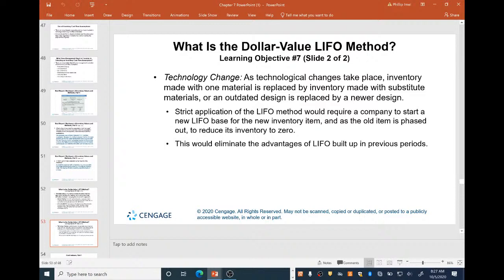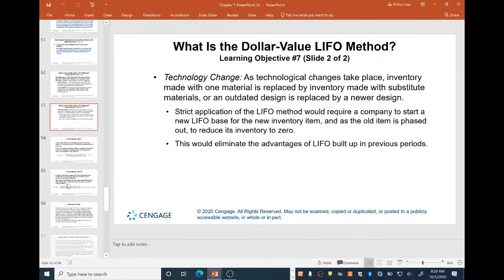Technology change. As technological changes take place, inventory made with one material is replaced by inventory made with a substitute material, or an outdated design is replaced by a newer design. So strict application of the LIFO method would require a company to start a new LIFO base for the new inventory item, and as the old item is phased out, to reduce its inventory to 0. So once again, as we phase those items out, we would want to replace them with the newer ones, is all it's saying. So this would obviously eliminate the advantages of LIFO built up in previous periods, okay? Because we'd have to be replacing the older units with the newer ones that are now available.